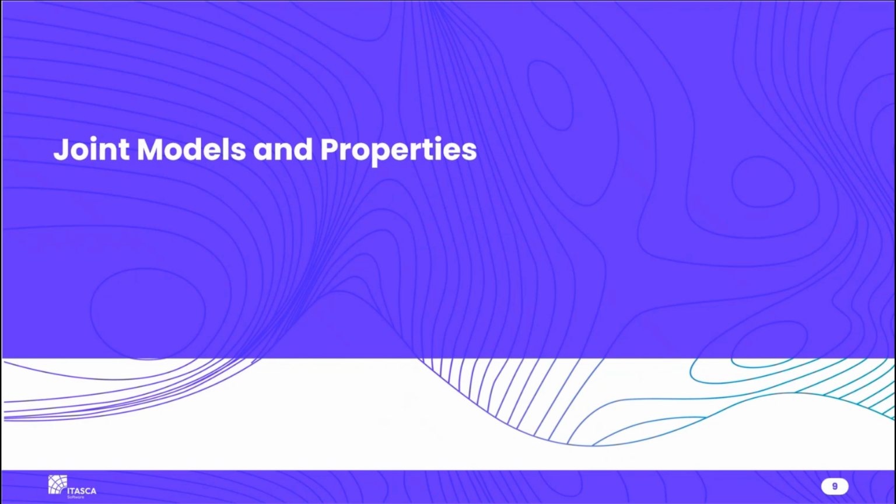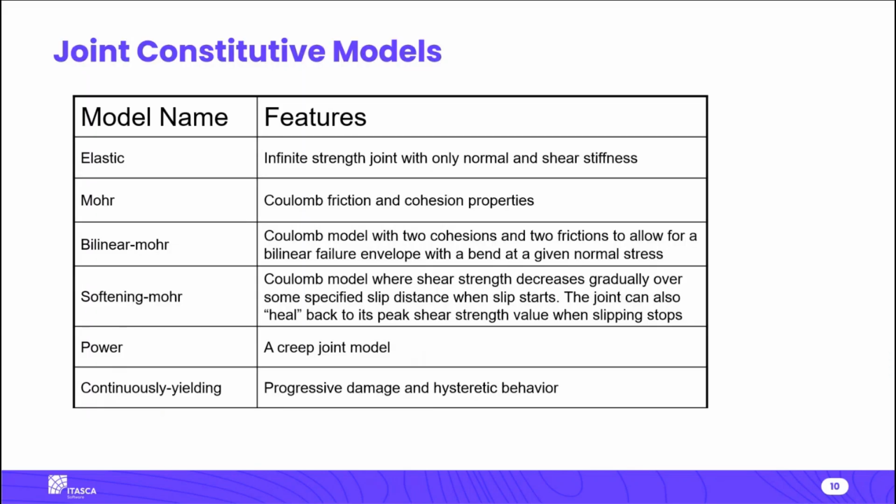Okay, so that's a very brief introduction to the cutting and the data structures. I'll talk a little bit about the different joint models, constitutive models, and the properties associated with these joints. Just like we showed with the zones, there are multiple constitutive models available for the joints. Again, just like the zones, we have an elastic model, which basically means it's infinitely strong and you only need to give a stiffness. We have a traditional Mohr Coulomb model where you give a friction and cohesion and possibly a tension and dilation.